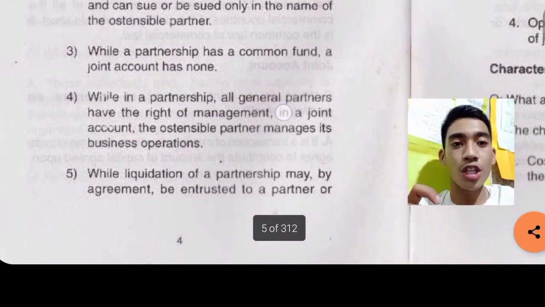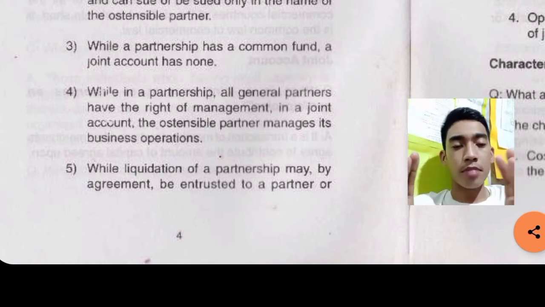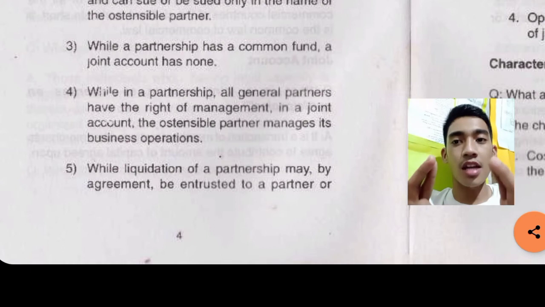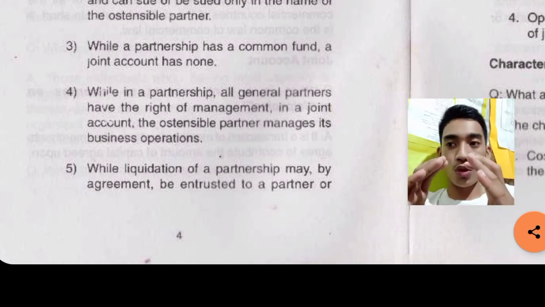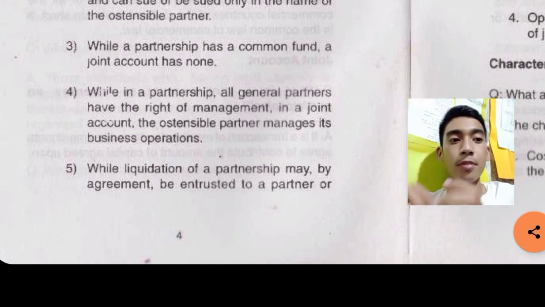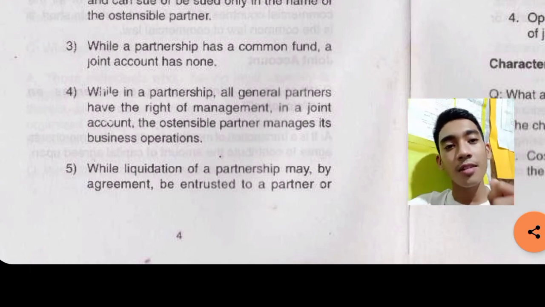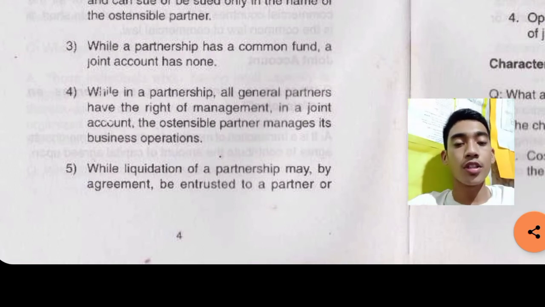While in a partnership, all general partners have the right of management, in a joint account, the ostensible partner manages the business operation. So only that person. It's just like a sole proprietor, but there are other persons who want to invest with him. Under joint accounts, merchants agree among themselves to contribute an amount for capital, but agreeing to contribute an amount does not make them form a partnership, because a partnership must be agreed upon.